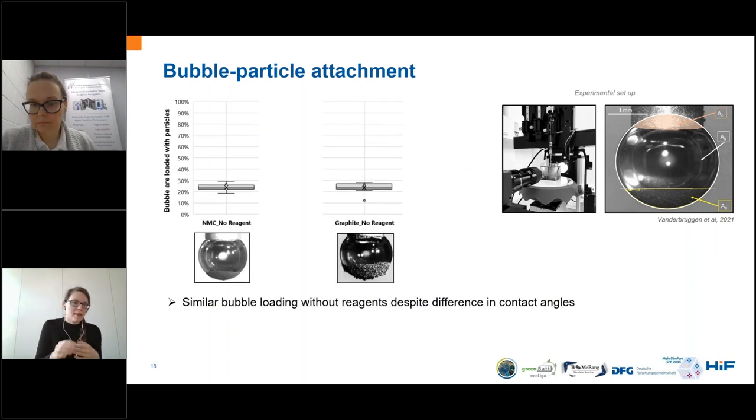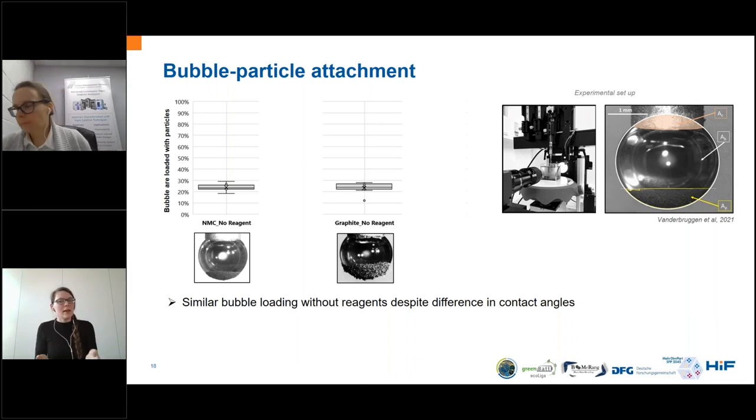Here you can see the bubble loading in percent for the NMC on the left, and for the graphite on the right. And as you can see, although we have this huge difference in contact angles, again, just like for the extraction test, we have a very similar behavior when it comes to the actual behavior at the interface and in the process. For both of them, we get roughly 25% of particles that are attached to the bubble.